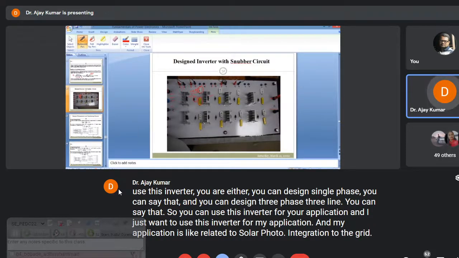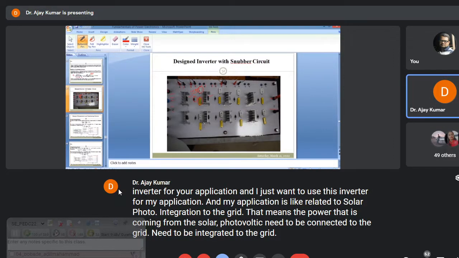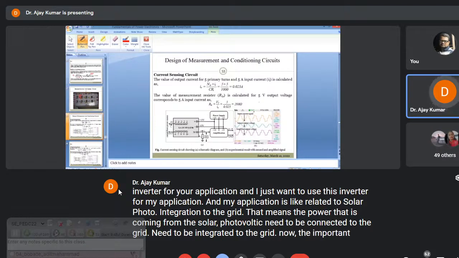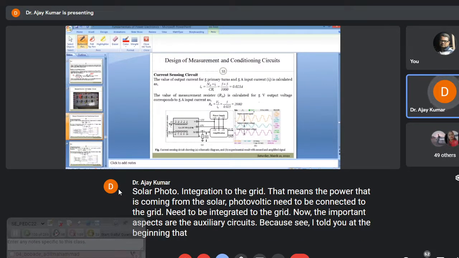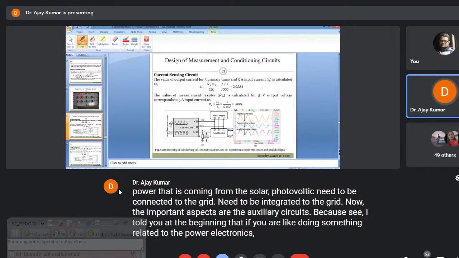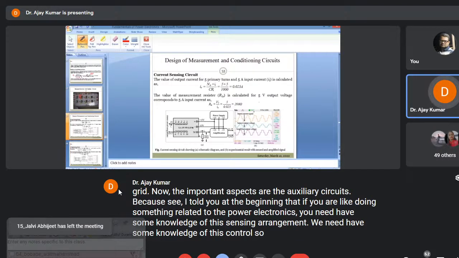That means the power that is coming from the solar photovoltaic needs to be connected to the grid, needs to be integrated to the grid. Now the important aspects are the auxiliary circuits, because, as I told you at the beginning, if you are doing something related to power electronics, you need some knowledge of this sensing arrangement, and you need some knowledge of this control, so that you can control the digital controller.